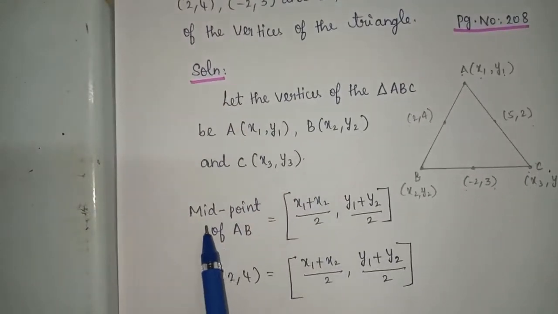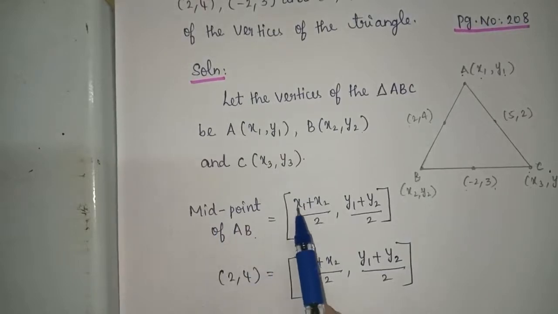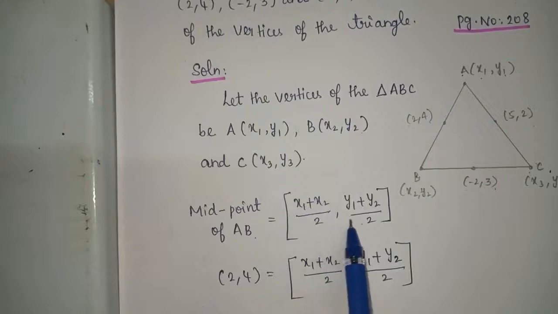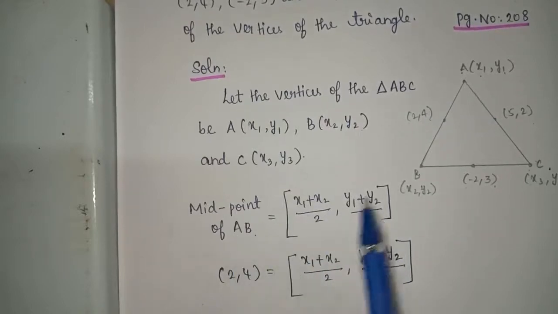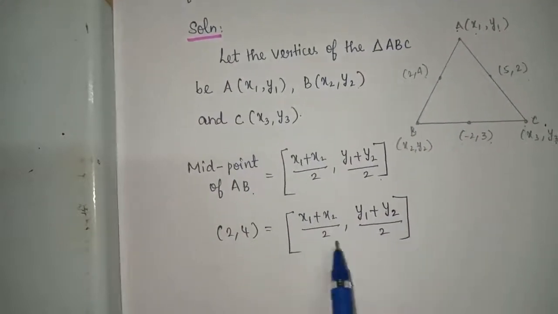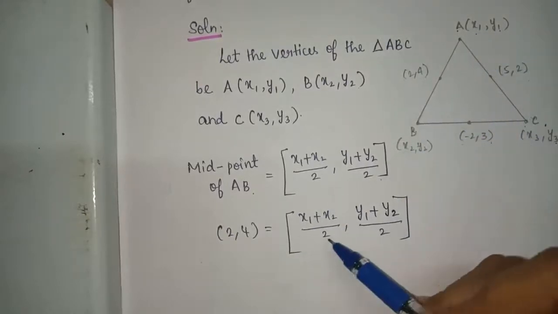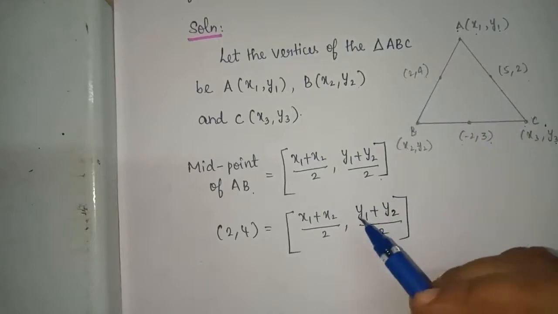So first we are going to find the midpoint of AB. So midpoint of AB is equal to (x1 plus x2)/2, (y1 plus y2)/2. The midpoint of AB we know is (2, 4). So (2, 4) is equal to, we don't know the values of x1, x2, so we just substitute (x1 plus x2)/2, (y1 plus y2)/2.